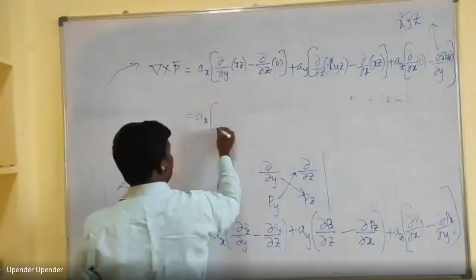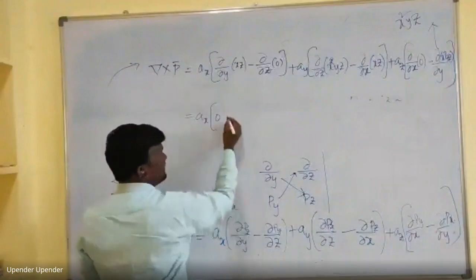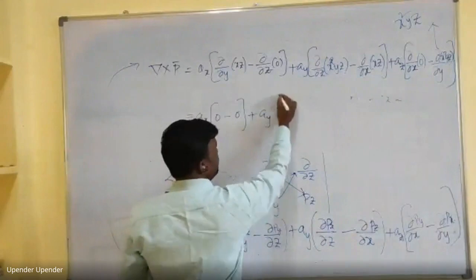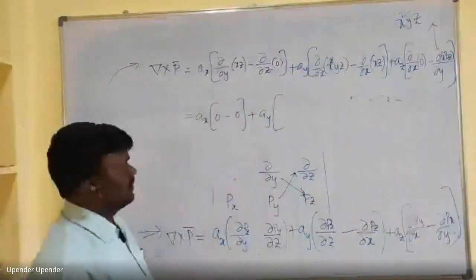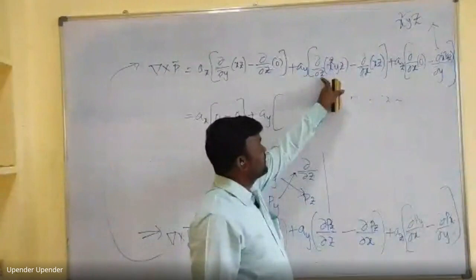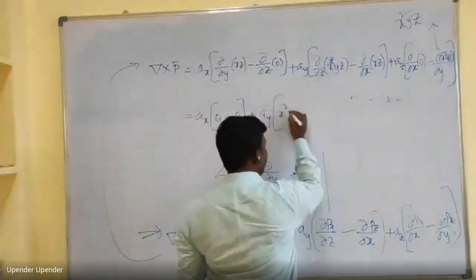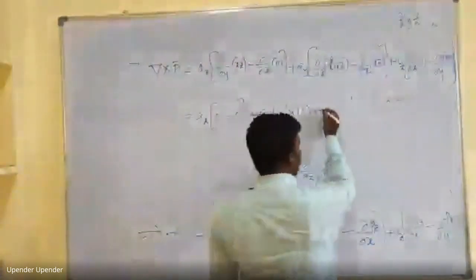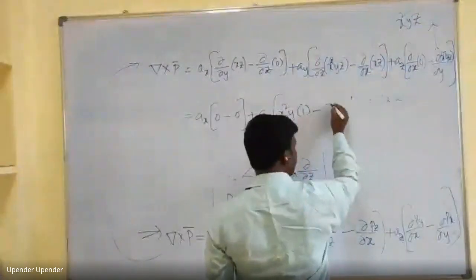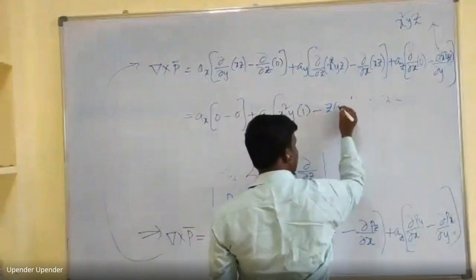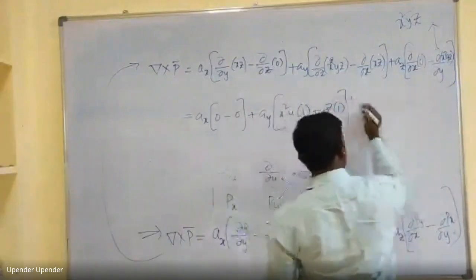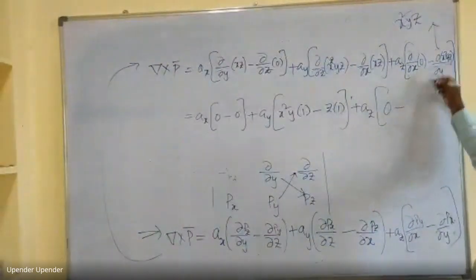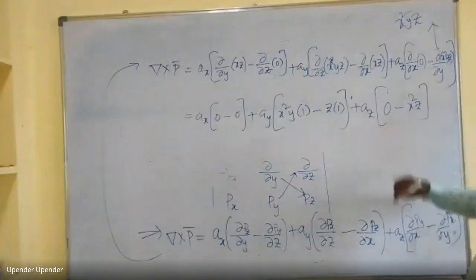Differentiation with respect to y means xz is treated as constant. Differentiation of a constant is 0. Of course, this is also 0. Partial differentiation with respect to z means x square y is treated as constant. With respect to z gives 1. And in differentiation of xz, z is treated as constant. Differentiation of x with respect to x gives 1, plus az. Here it is 0. Differentiation with respect to y means x square z is treated as constant.